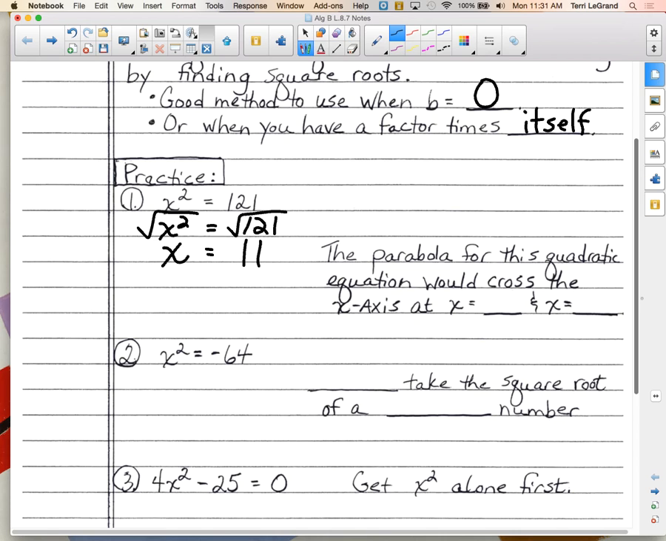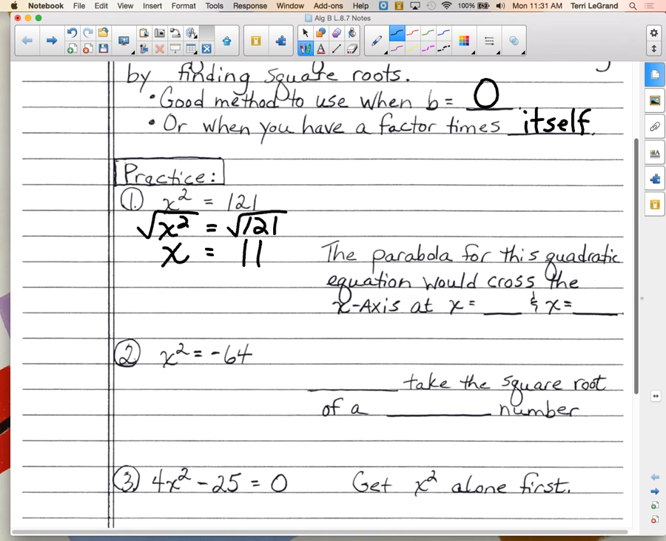Oh, there is another one that equals 121. Yes, there is. It's negative 11 times negative 11. A negative times a negative is also a positive. So if you have negative 11 times negative 11, would that also equal 121?